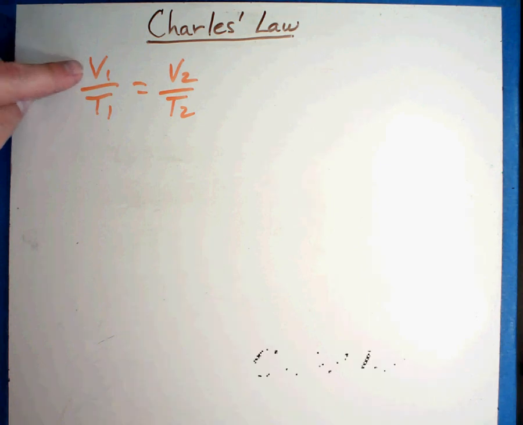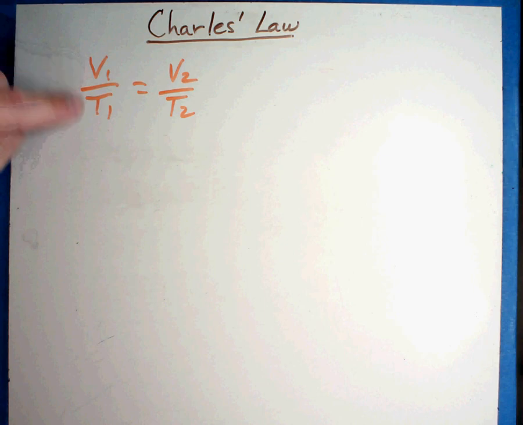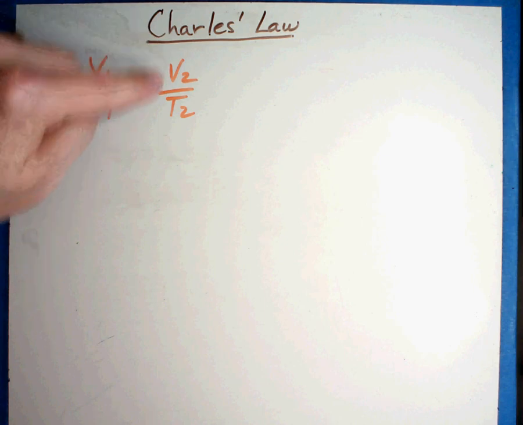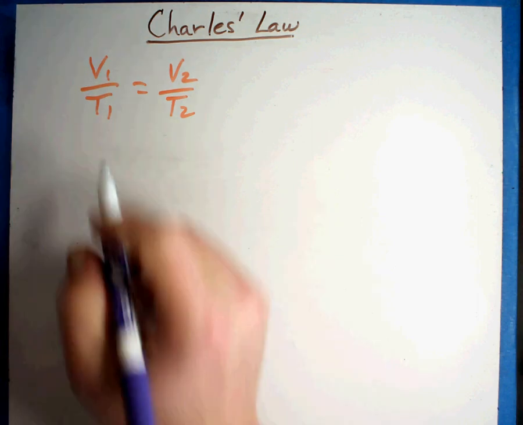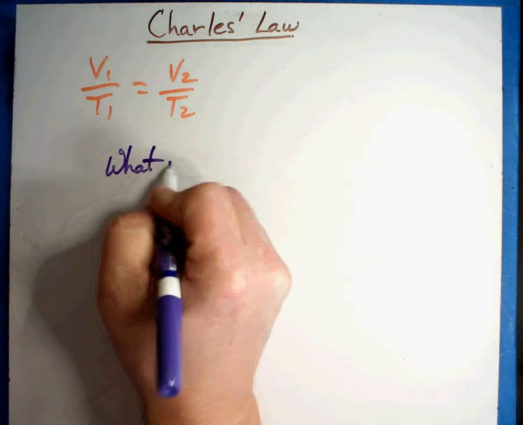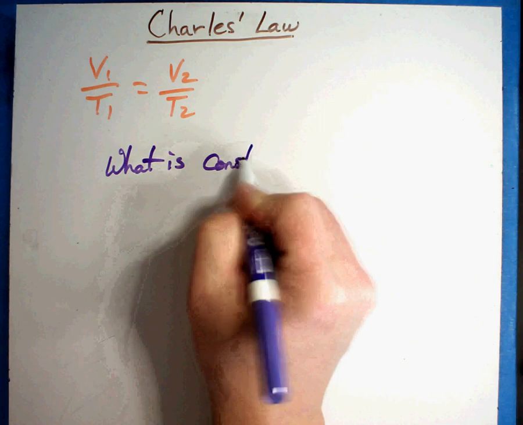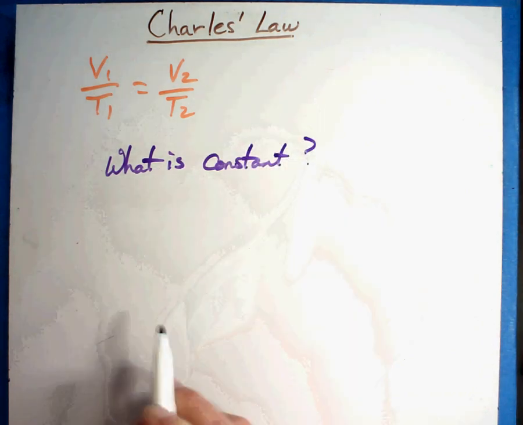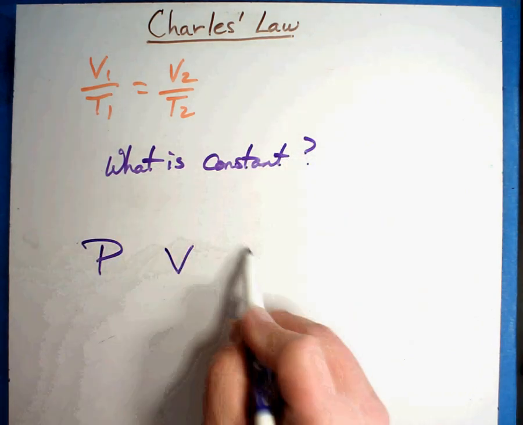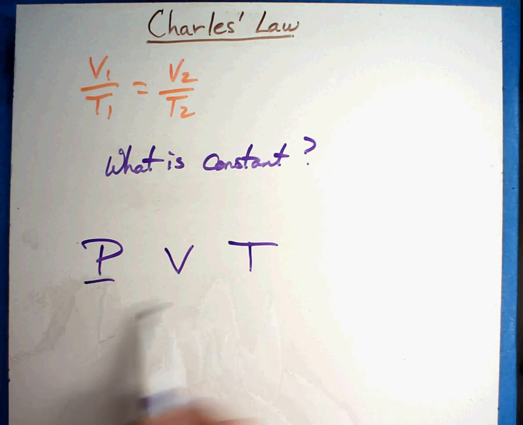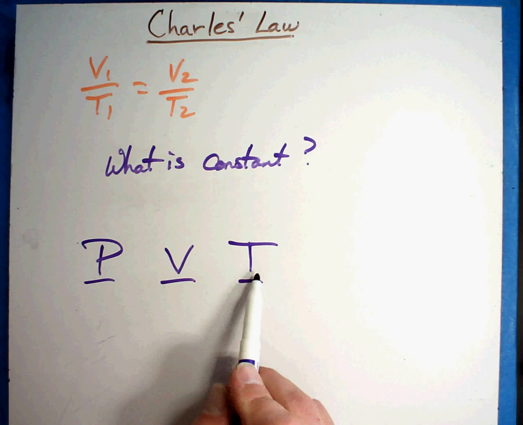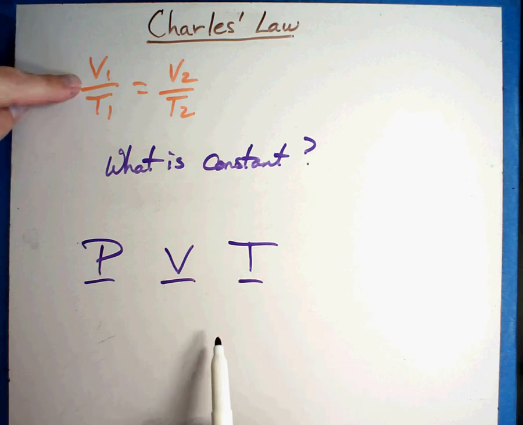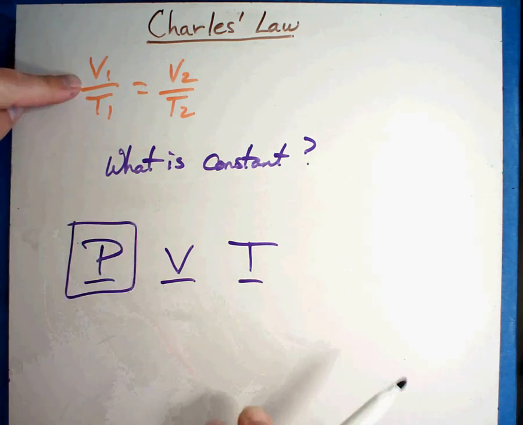Notice Charles's Law, which you already have in your notes, is V1 over T1 equals V2 over T2. The very first thing you need to know is the answer to this question. What is constant? What didn't change? Well, if you remember a few days ago, we talked about pressure, volume, and temperature. We talked about all the pressures, all the volumes, and all the temperatures. Which one of these is not in this formula? Well, you will notice pressure is not in this formula.